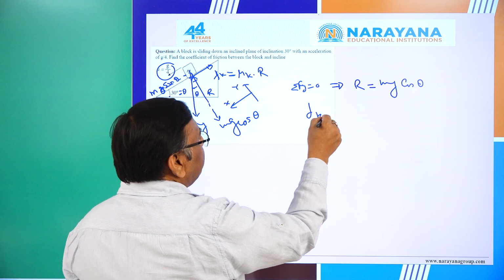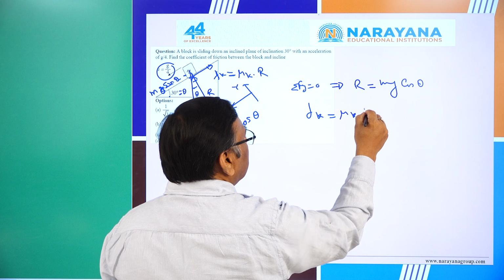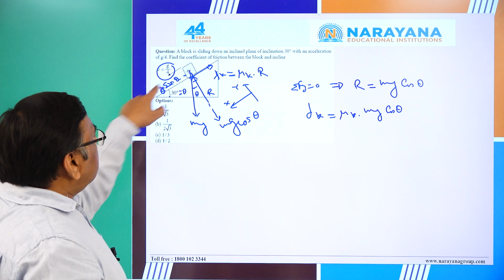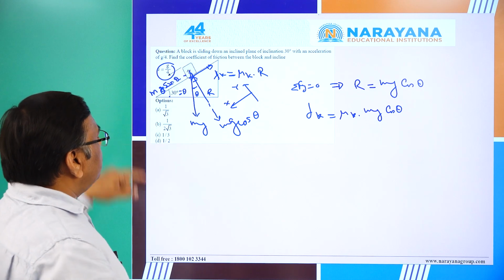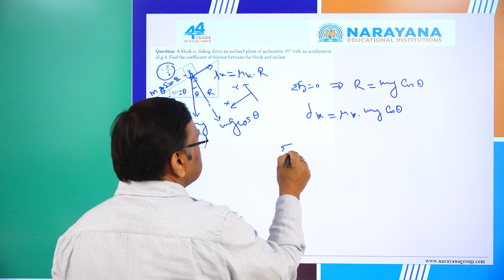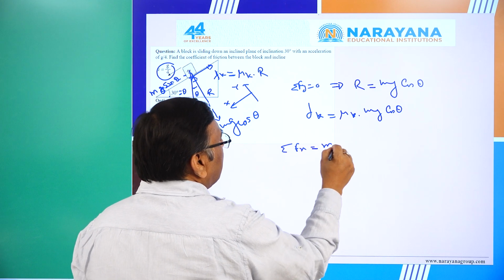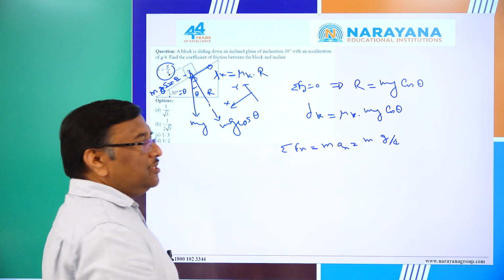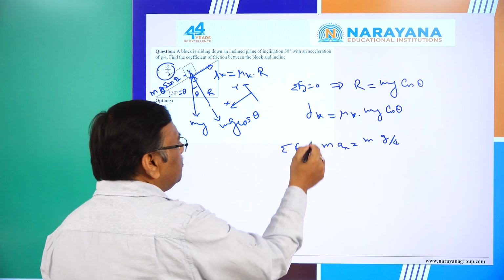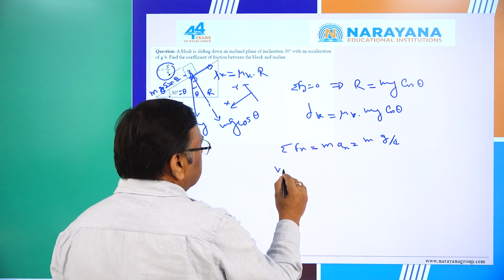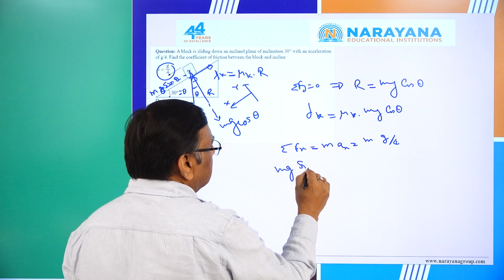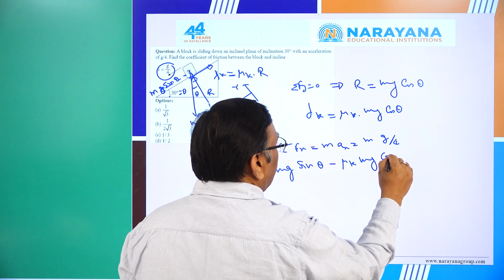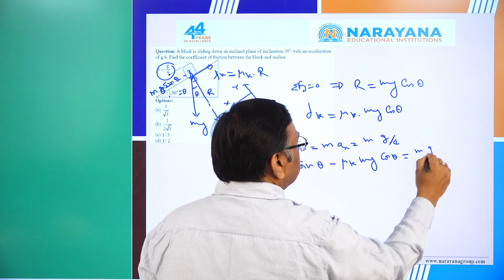Once we get R, we are done with fk. So we can write fk is equal to mu k into mg cos theta. In the downward direction, that is what we are considering as the x direction, the net force in the x direction is m into the acceleration in the x direction, which is given to be g by 4, so mg by 4. But the net force in the x direction is simply mg sin theta minus mu k mg cos theta, which is equal to mg by 4.